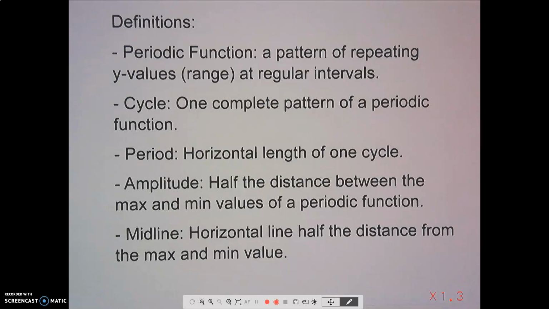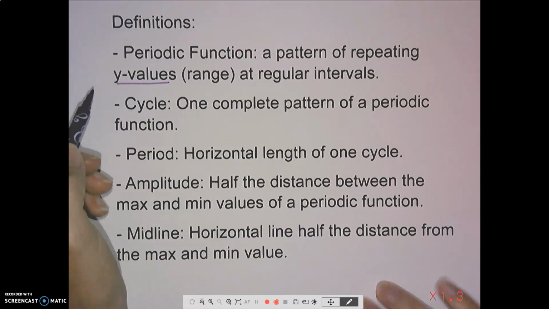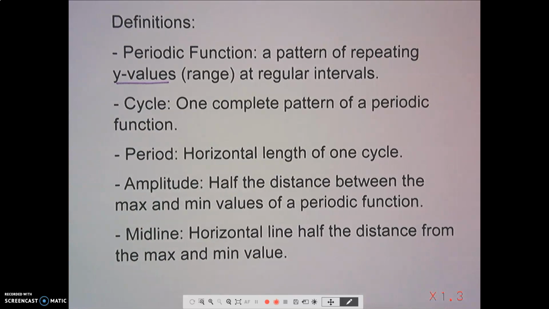So the first one is periodic function, and that is a pattern of repeating y values or the range at regular intervals. So not just that there's a pattern, but that there's a pattern of repeating y values. The cycle is one complete pattern of a periodic function. So we talked a little bit about that when we talked about the spaghetti sine curve.